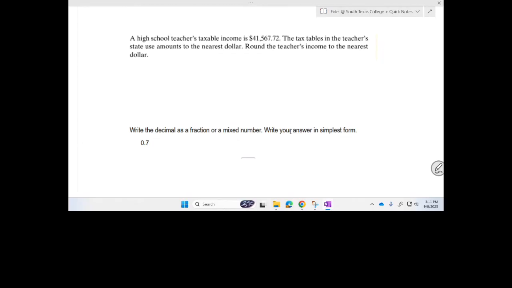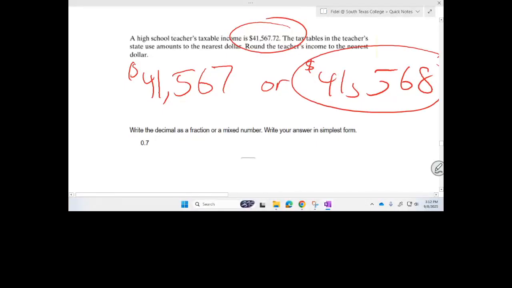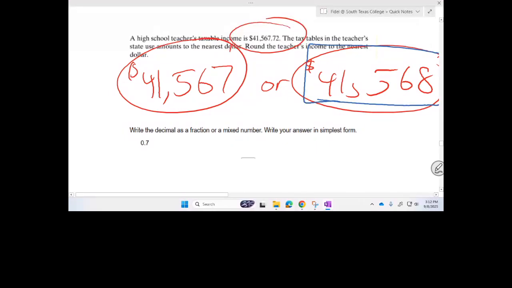So if you were to look at that number right there, would you say that number is closer to $41,567? Or would you say that number is closer to $41,568? Which one does it look closer to? If we have 72 cents, are we closer to $1 or are we closer to not having $1? What do you think? Closer to $1, right? Good. Closer to $1. Y'all, don't be scared to talk. Nobody's going to get mad at you if you say the wrong answer, right? Don't be scared.